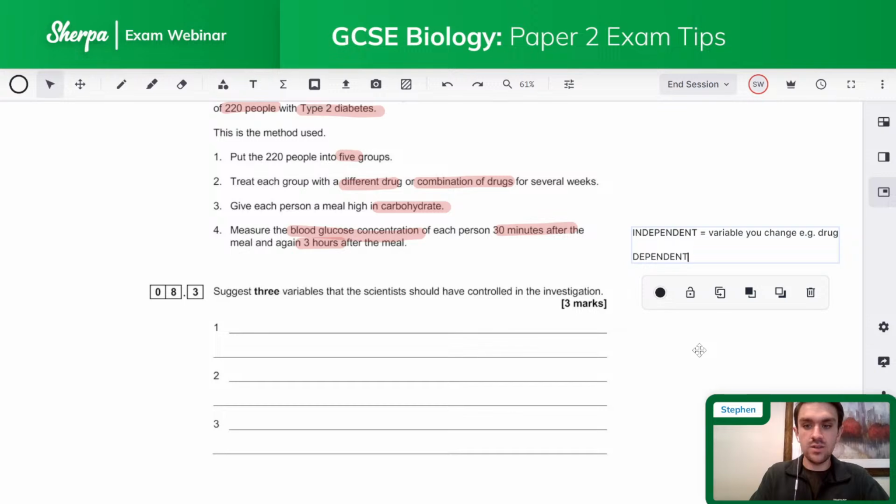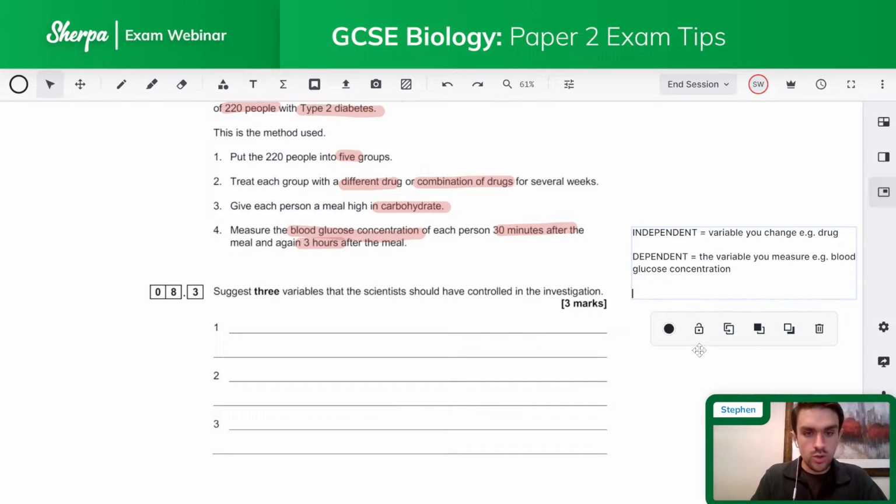The dependent variable is the thing you measure. In this case, the variable we're measuring is blood glucose concentration. Control variables, which is what this question is asking about, are things we keep the same. This is how we make an experiment fair.